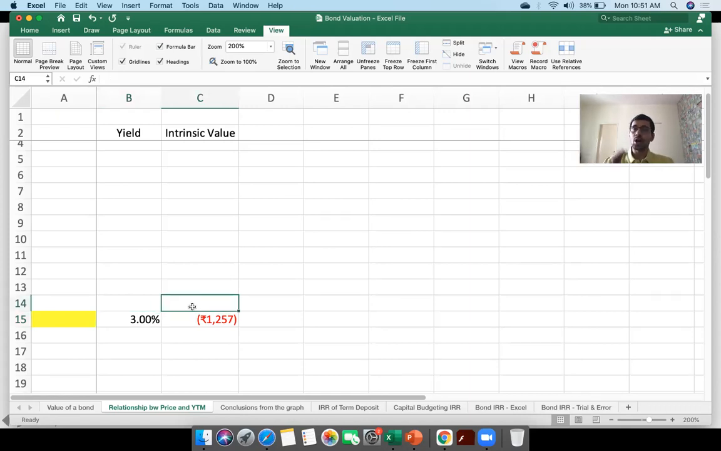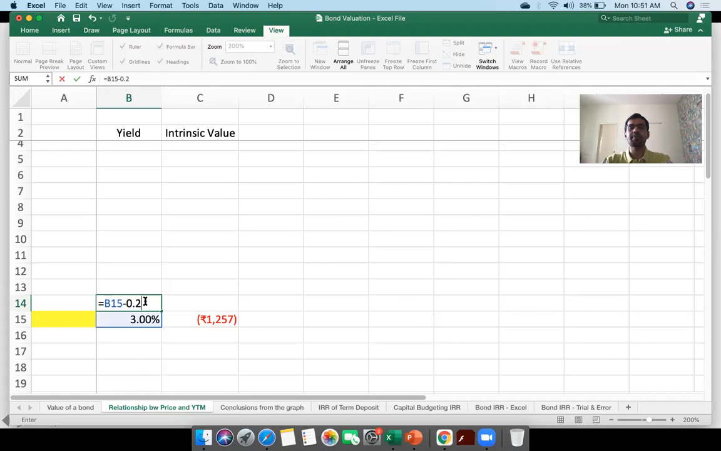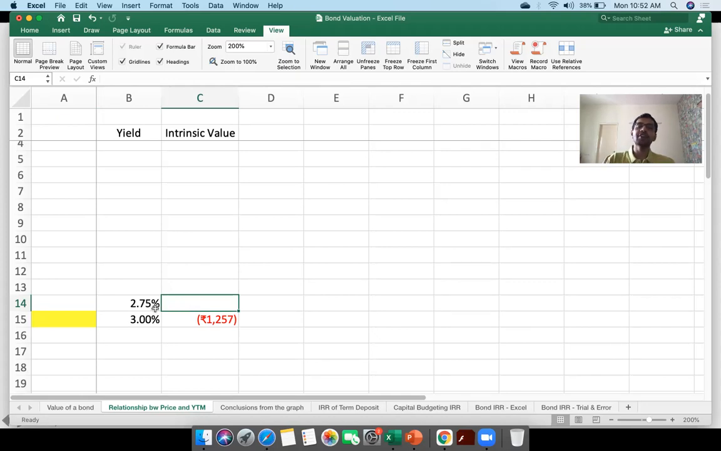Out of the 4 inputs that we discussed, I am changing one input, which is nothing but the investor's required rate of return or YTM on the bond. So what I'm doing is I am reducing the yield by 0.25%, and now I would like to recalculate the price or the intrinsic value if the investor's required rate of return is 2.75%. I'm applying the same formula again, equal to PV.